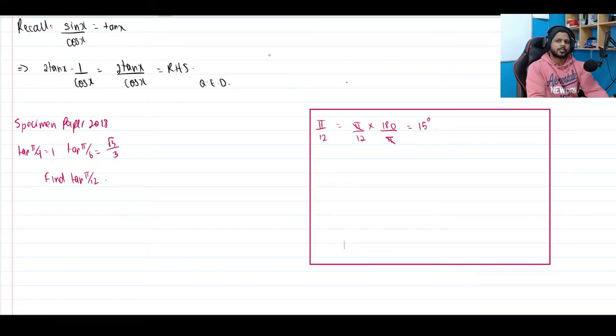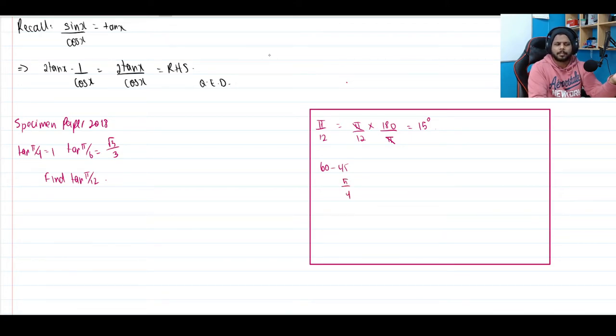How am I splitting up 15 degrees? 15 degrees could be 60 minus 45, or anything else? 90 minus 75. Right, so 60 minus 45 looking like the way to go. But I have to use the information the question gave me. The question told me tan of pi on 4 and pi on 6. Luckily, pi on 4 is 45 degrees. This is pi on 4.